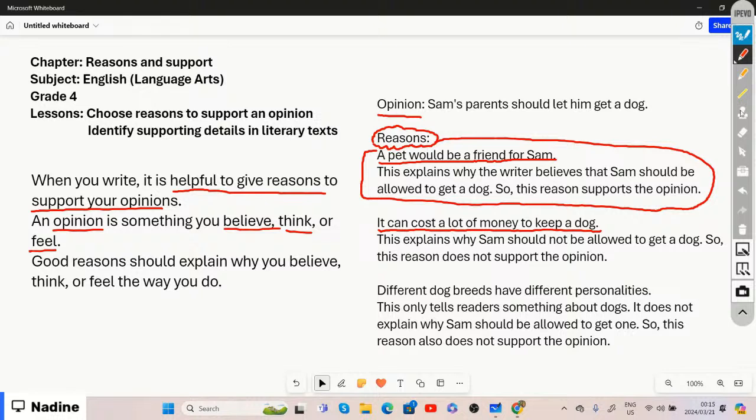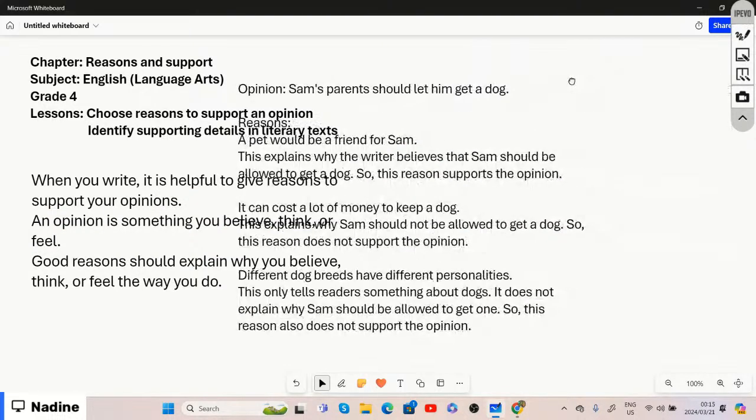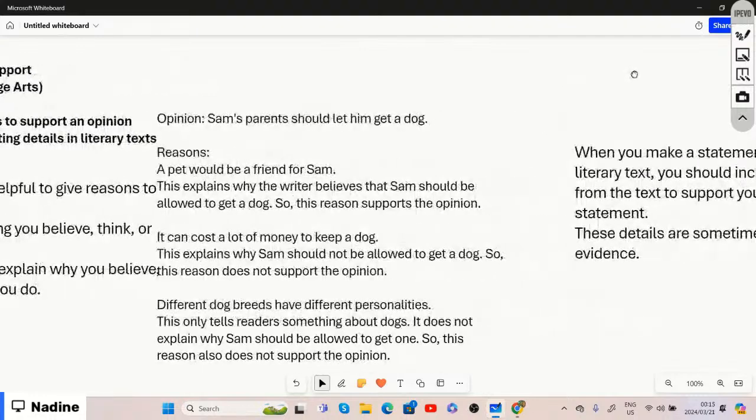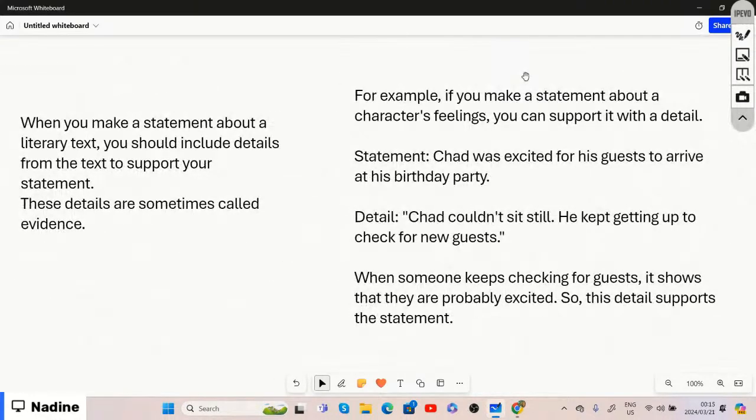All right. Now it says when you make a statement about a literary text, you should include details from the text to support your statement. And these details are sometimes called evidence.